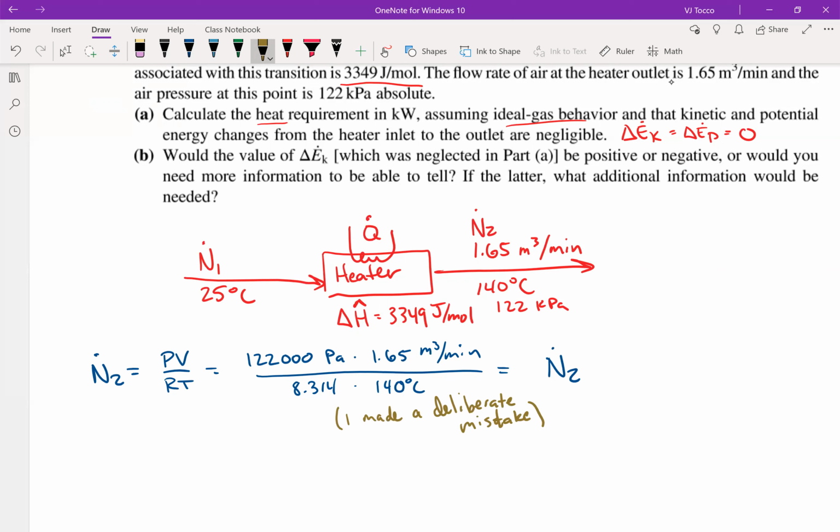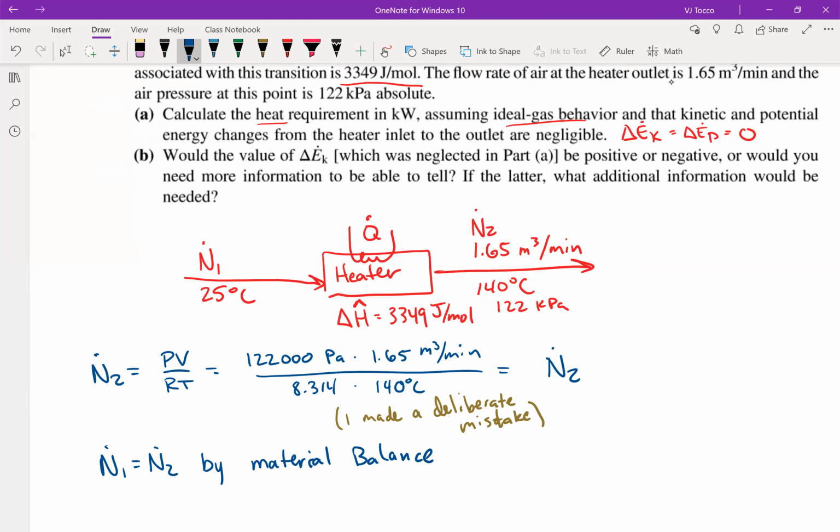Okay, but it's not a mistake with the actual thought process. The thought process is still the same, where I'm using the ideal gas law to calculate what N2 is. I'm just saying don't plug these numbers into your calculator and expect that that is the correct N2. The second step would be to say that N1 is equal to N2 by material balance.